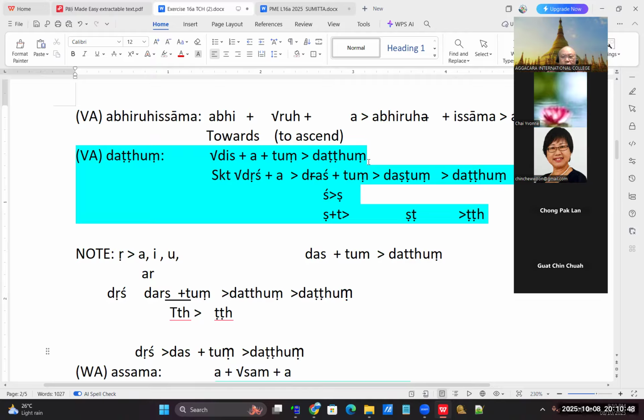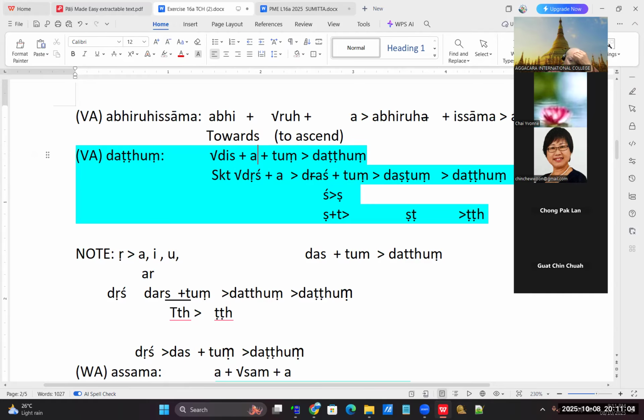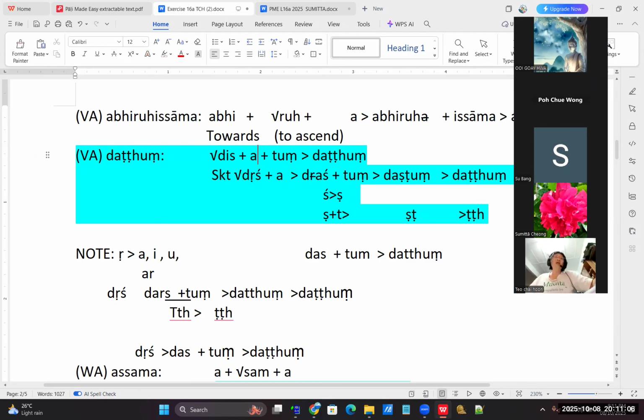Even if you don't want to share Sanskrit, it's okay. But just remember this tum, and there's no need for the A here. Why do we need A? This is not a conjugation sign. Correct. Das plus tum, then the S and T become TTH, datum. Or you want to put it straight away like this.